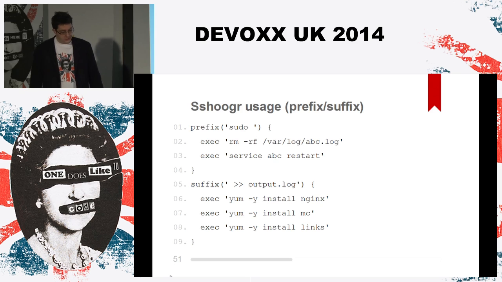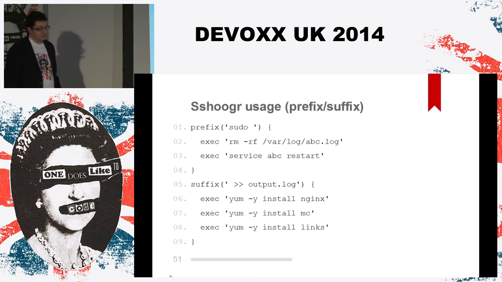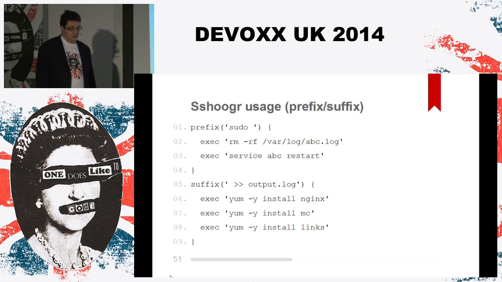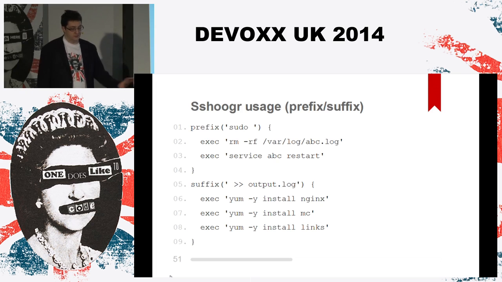Another couple of examples is that you can also set up prefixes for the commands. For example, if you would like to execute sudo for all your commands, you can just specify prefix and sudo, and then inside the closure you can just use the normal methods that you use in other contexts, and the same for suffix. You can also output, for example, everything to a single log.